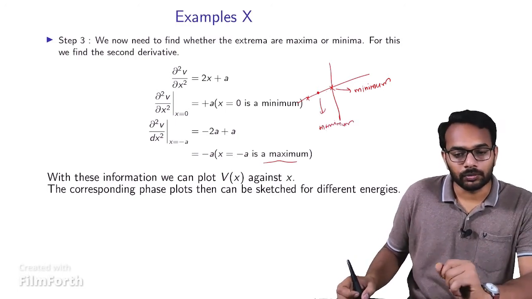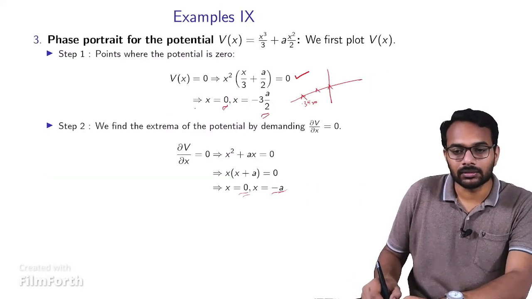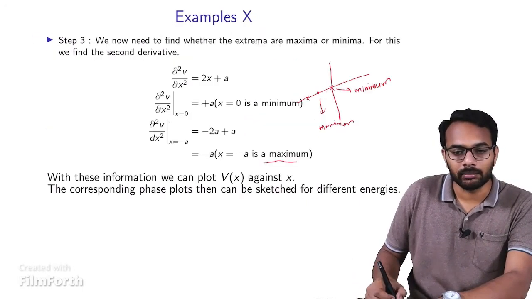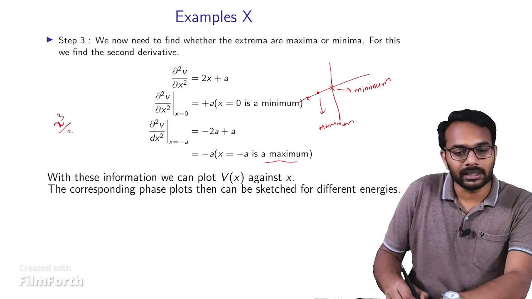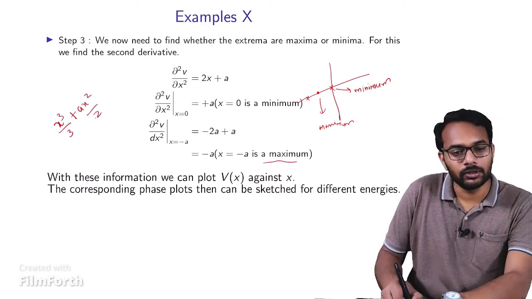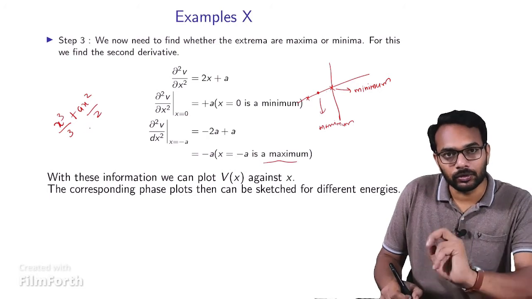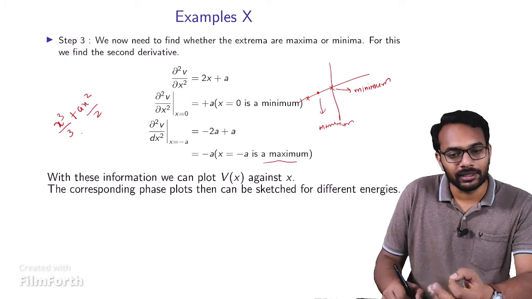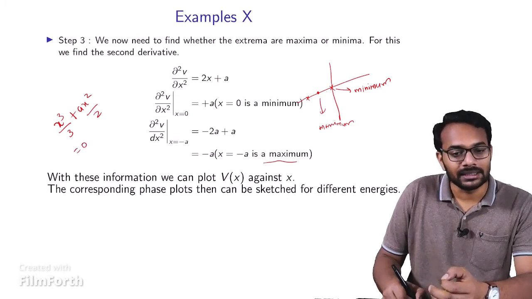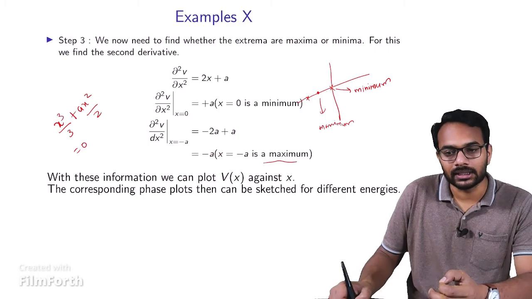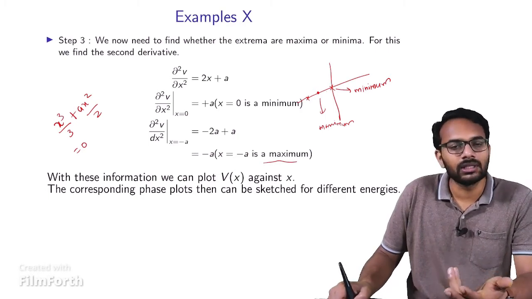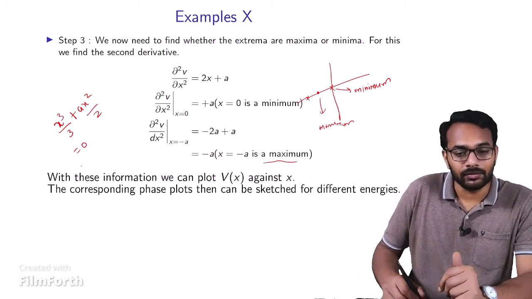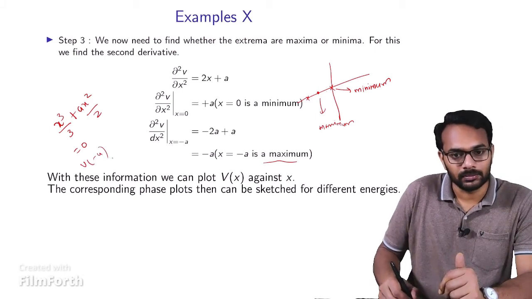Now let's check V of x, which is x cubed by 3 plus a x squared by 2. Let's find the value of this potential energy at x equal to 0, at the minimum point. We see that it's equal to 0. So V of x is 0 at this point. We have got one more piece of information. We already saw that this is 0, but let's find V of minus a, because it's a maximum.